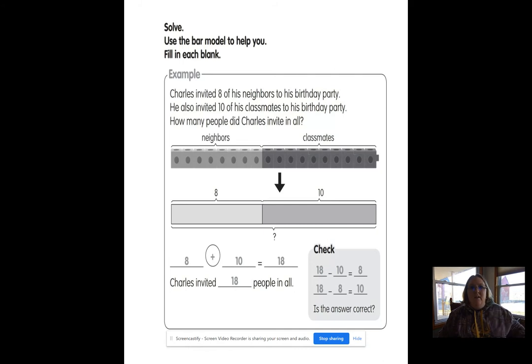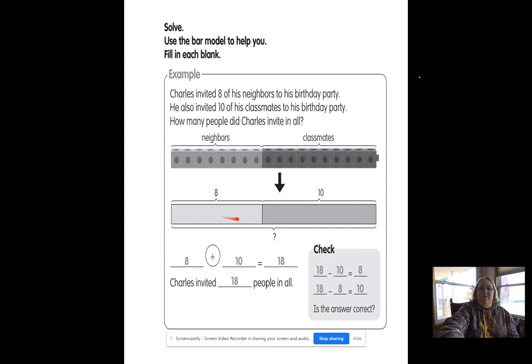Next slide. This is where I just wanted to get a minute where you can think about how we solve these problems without having to do the work of the addition and subtraction. So this is an example of how to do this, okay? You can use a bar model to help you, and you would fill in each blank. Charles invited 8 of his neighbors to a birthday party. He also invited 10 of his classmates to his party. How many people did Charles invite in all? So when it's in all, we're putting them together, right?